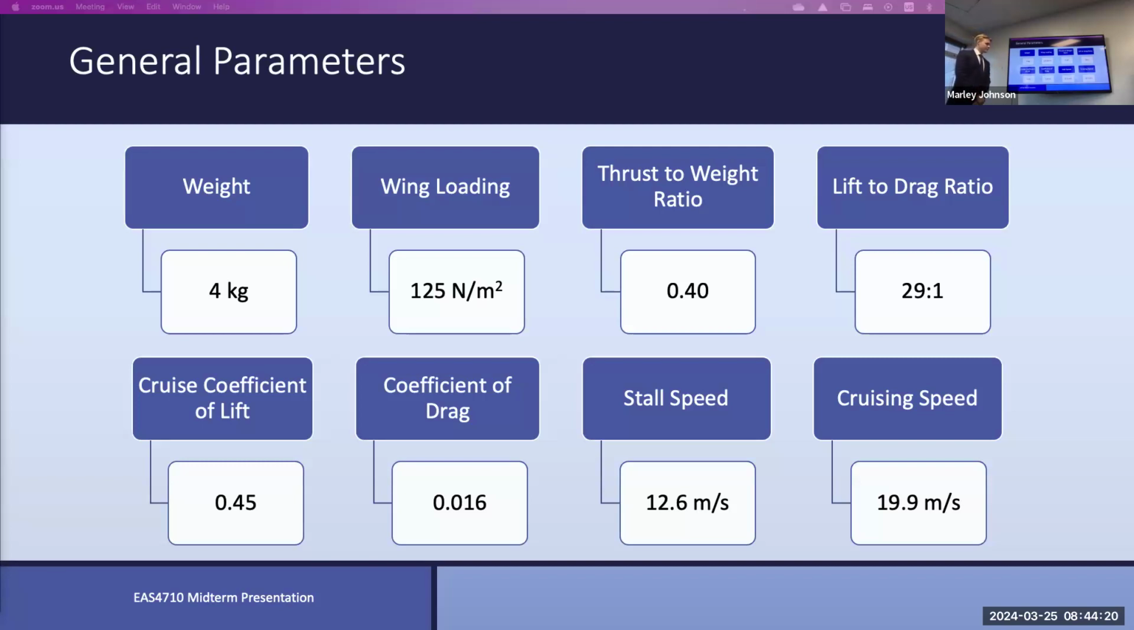And from this, we used some basic MATLAB codes to calculate wing loading, using the wing surface areas and the weights, and using XFLR and some airflow tools for the airflow we're using. We found our thrust to weight ratios, lift to drag ratios, and our coefficients of lift and drag. And then using a MATLAB code, we also found the cruising speed that we would be flying, the target speed during flight, and the stall speed.